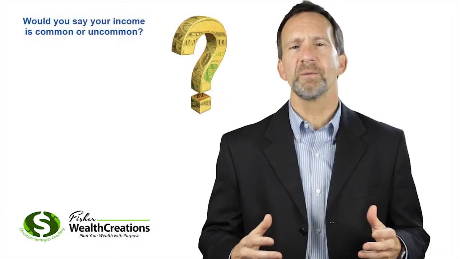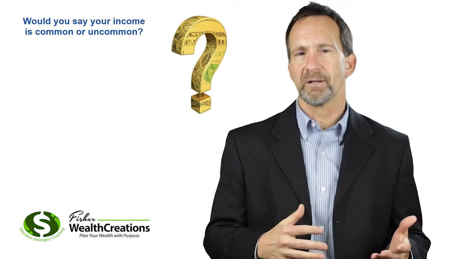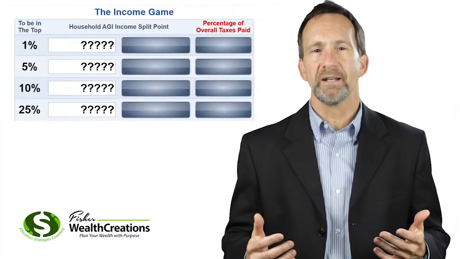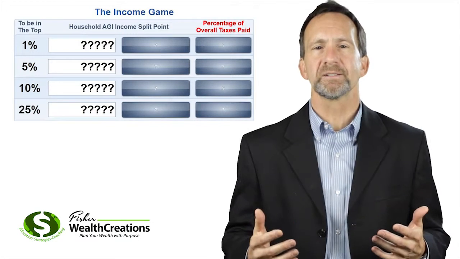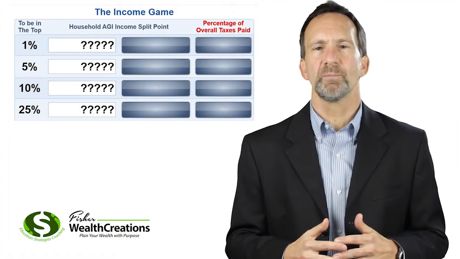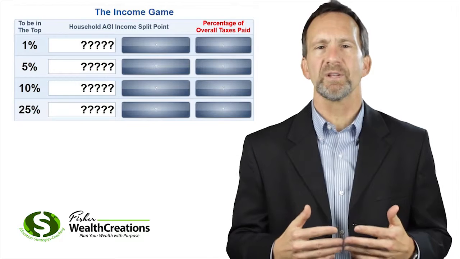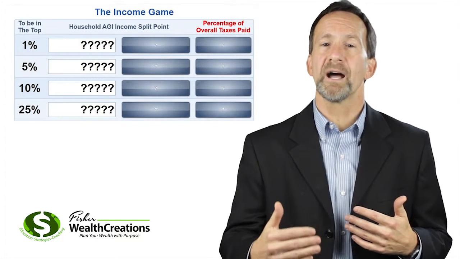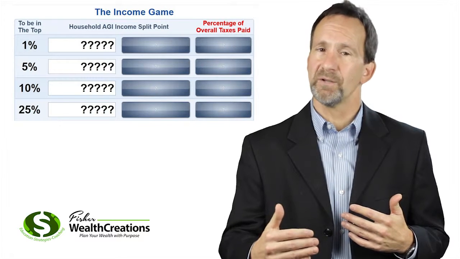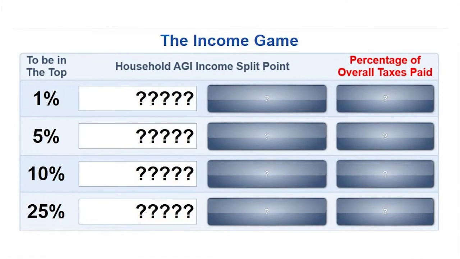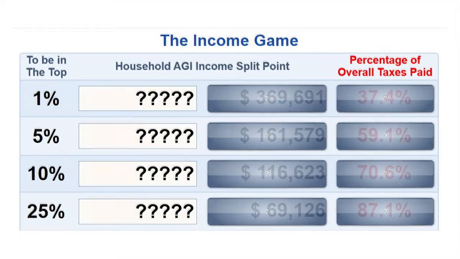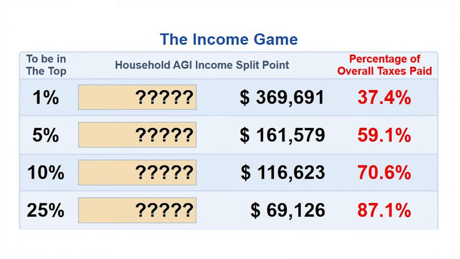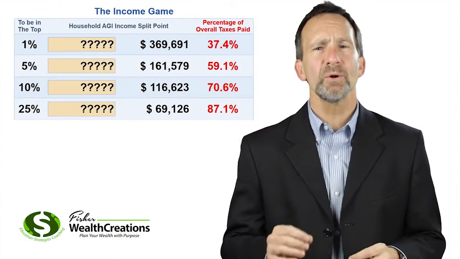Would you say your income is common or uncommon? On my right, you'll see a slide, and I want you to mentally guess what a family household income would be to fall in the top 25%, 10%, 5%, and then 1% of all American households. Take a second to do this. Got your answers? Now on the next slide, you'll see the actual data, along with the percent of taxes paid. Soak this in a little bit.